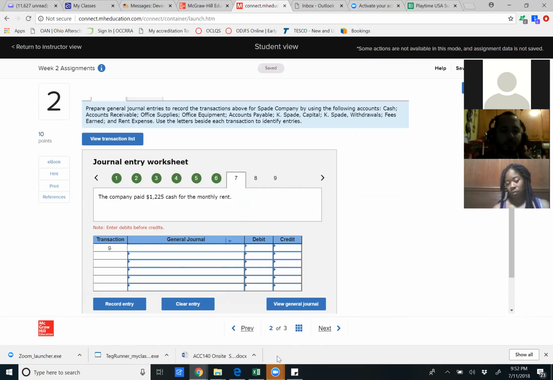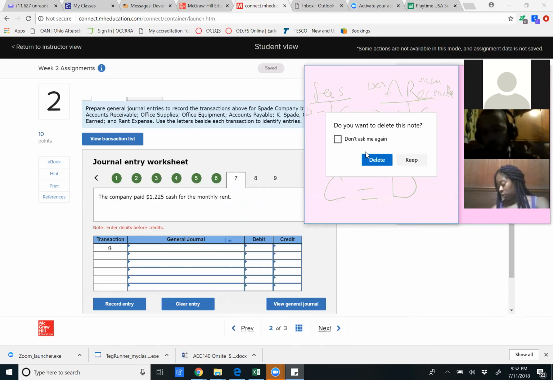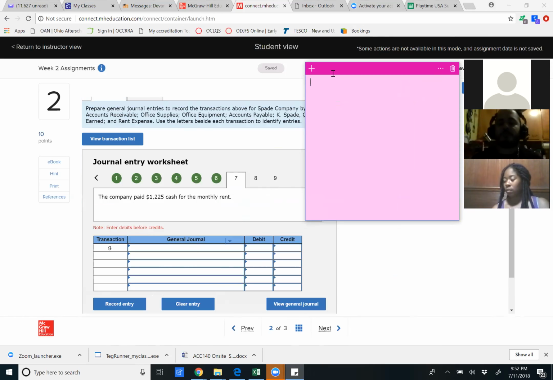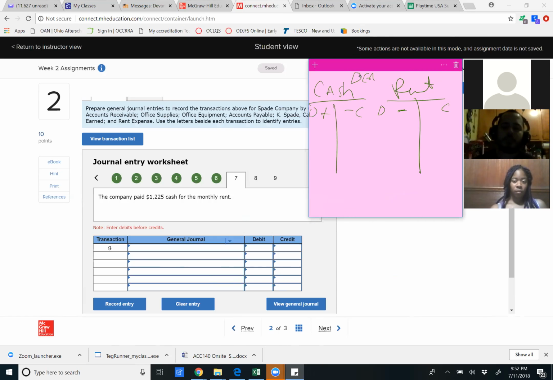All right, the company paid $12.25 cash for the monthly rent. All right, so our accounts are going to be cash, because we used cash, and rent expense. So plus minus DC, rent expense, DEA. So this is the E here, and here's the A here. So this is actually plus, and this is minus, because rent expense is E, so it's a plus minus. So our rent expense went up by $12.25. Our cash went down by $12.25. Our credit equals our debit.